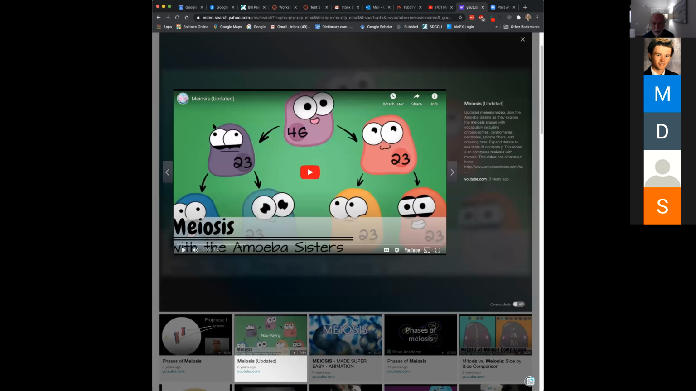Okay. All right, I want to do another video. That one was on mitosis. I want to do another one by comparison with meiosis. This is the Amoeba Sisters.